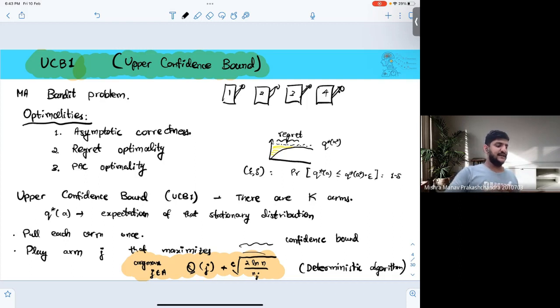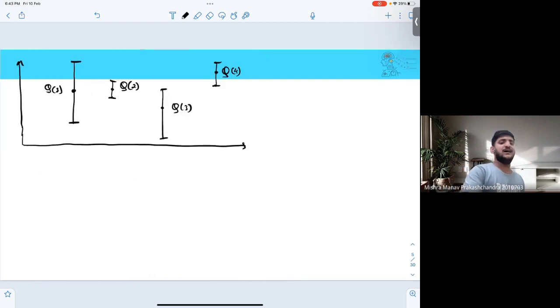So that's why, even though arm Q4 has a higher estimated Q value than arm 1, because the confidence interval of arm 1 is bigger, I'm more likely to select arm 1. Now let's say I selected arm 1, and based on that I update my confidence interval. So now my confidence interval looks like this. This is my new mean, and this is where my confidence interval is right now.